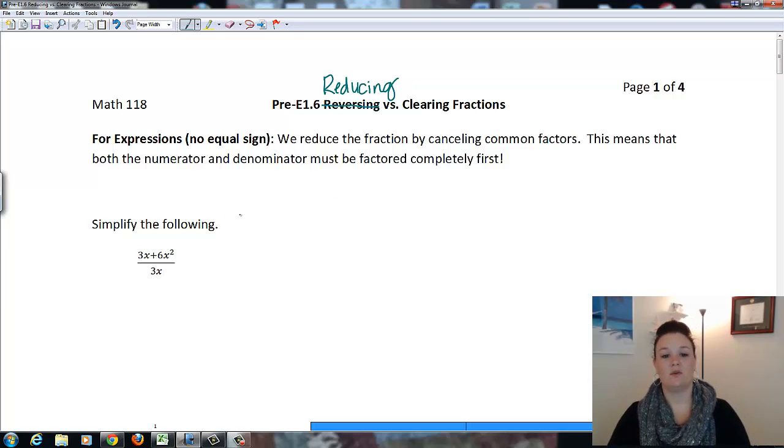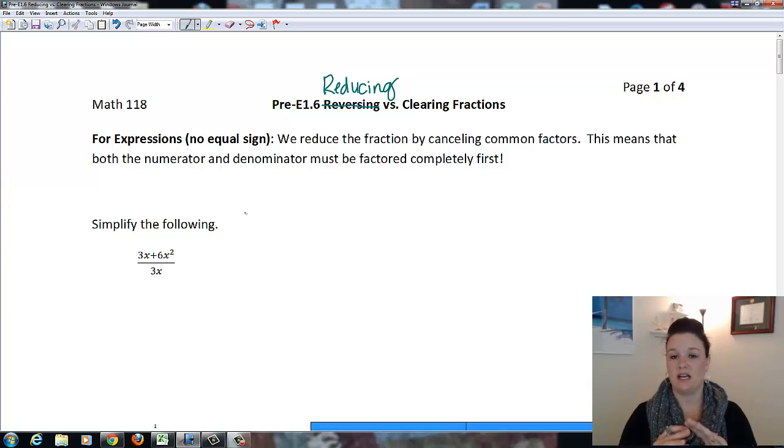All right, so when we have expressions, which means that we just have a statement, not a this equals that, just an expression without an equal sign, the only thing we can do is hope to reduce it by canceling common factors. So when you're given an expression, if we have more than one term, we want to make it one term, and then once it's one term, we factor the top completely, we factor the bottom completely, and we just reduce common factors. So let's look at a couple.